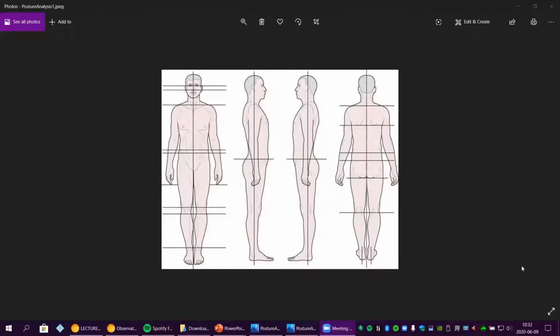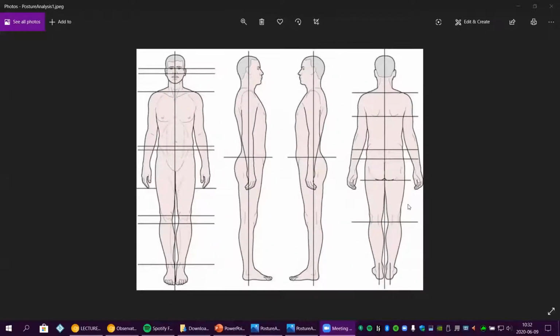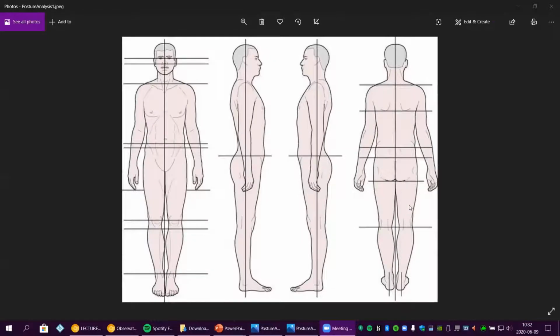So when you're looking at a patient's posture, what you really need to be able to do is find those bony landmarks and then document where things deviate, right? Can everyone see the guy standing there with all the lines drawn on the person? Okay, good.